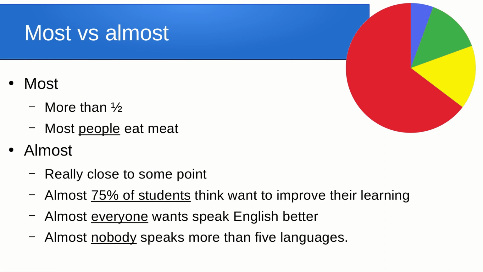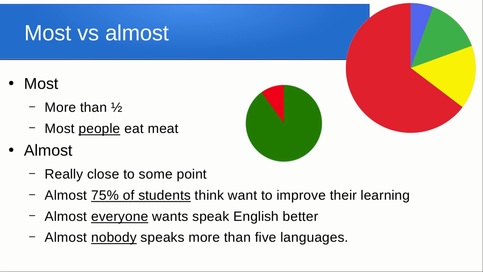Almost means it's really close to some point. So we need to have some point here. So, for example, here, if you see this green chart, we could say almost everyone wants to speak English better, or almost nobody speaks more than 5 languages, or almost 75% of students want to improve their learning. This is almost. So if we say almost 75% of students, then we're really saying something like, let's say 73%, 74%, something that's really close to that point of 75% of students.